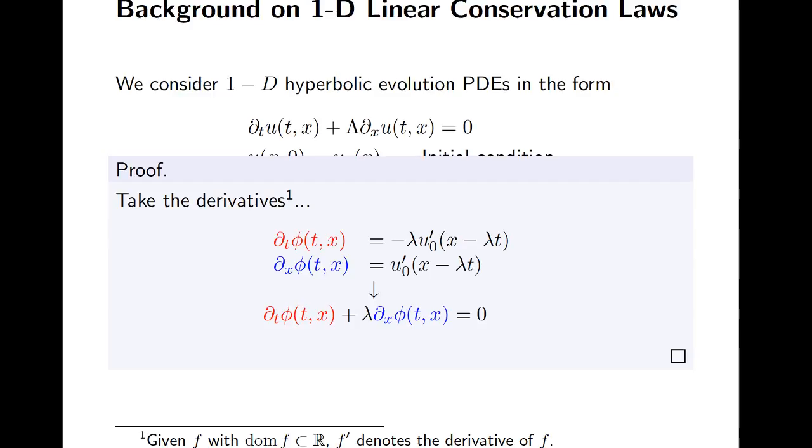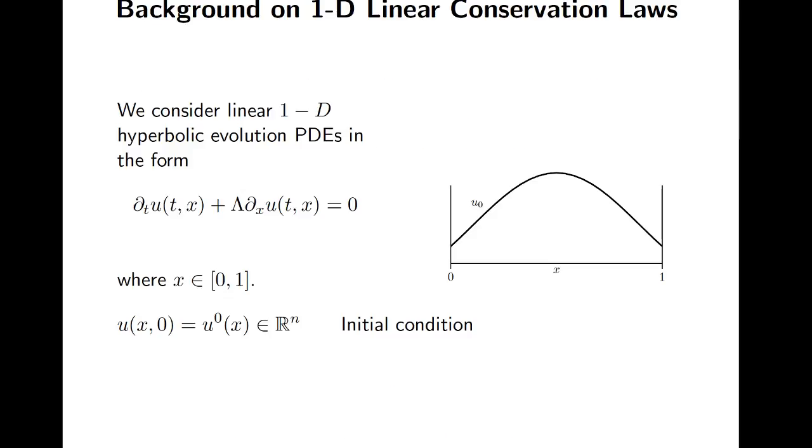So the proof, again, is very straightforward. Just take the derivatives. We assume that everything is regular enough. We can take derivatives, and then when you put everything together, you get this identity. Okay, now let's put back the constraint on the domain.